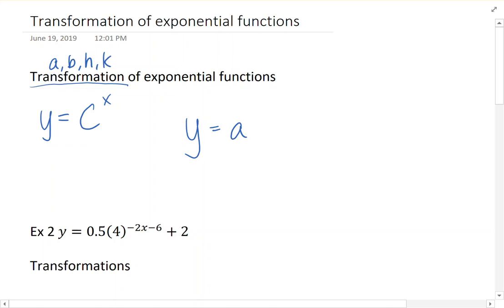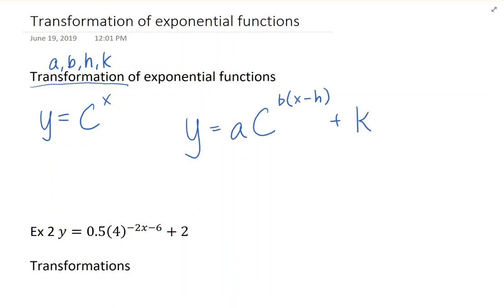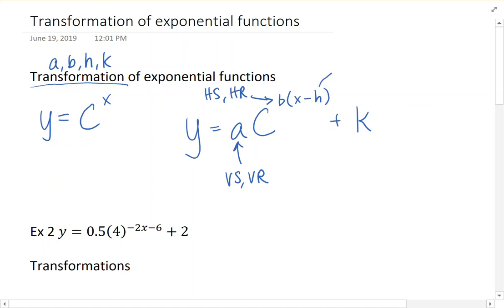If we add that into our exponential function, it will look something like this. We have a in the front, we have our base, in front of the x we have our b, h is subtracted from the x, and we have k. Just to recall some of the definitions, a will be in charge of vertical stretch and vertical reflection. B is going to be dealing with horizontal stretch and horizontal reflection. H is horizontal translation. And k is vertical translation.